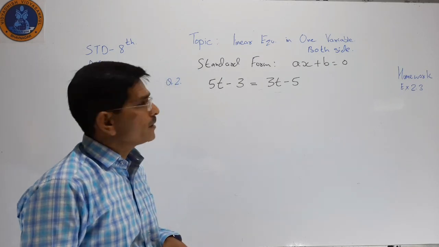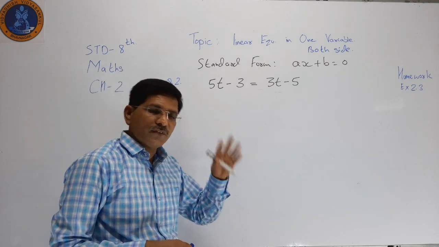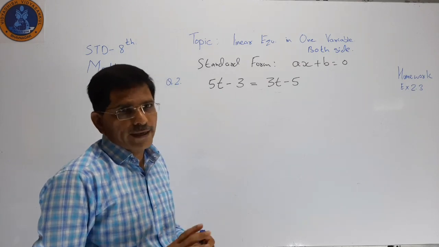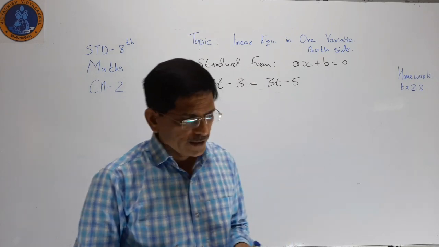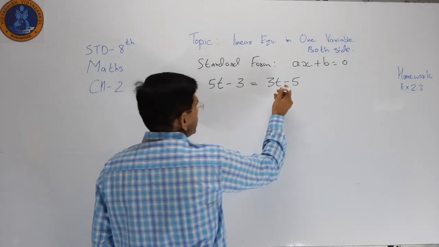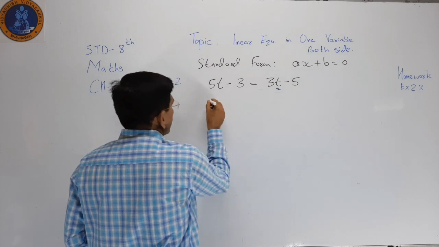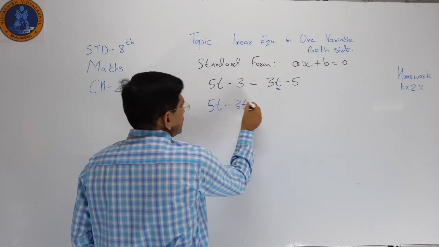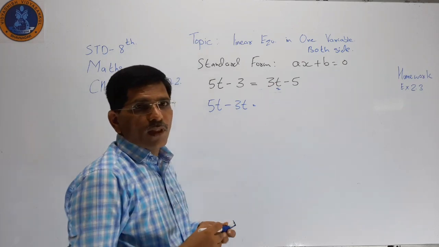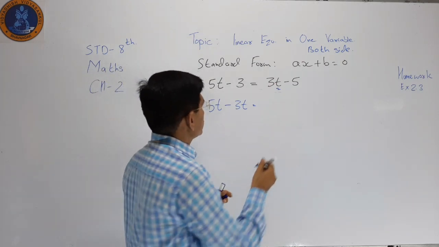Again substituting both sides, or we have to shift left hand side to right hand side. Variable. So here variable is t. What is variable here? It is t. So what is the first step? 5t minus 3t. So minus 5 I have to put as it is.